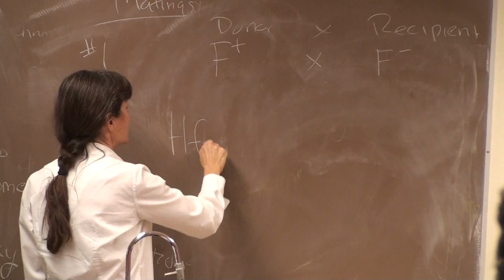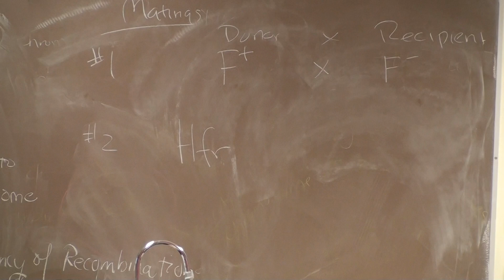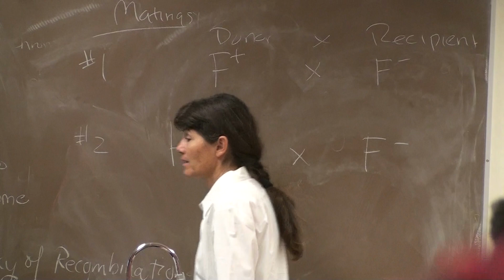And this mating is going to be between an HFR donor, and remember HFR is when the F factor integrates and inserts itself into the donor's chromosome. And we're going to mate this HFR donor with an F negative female. And we're going to hopefully see why this conjugation is so significant. So first of all, here we see the formation of the HFR cell. We start with an F plasmid.